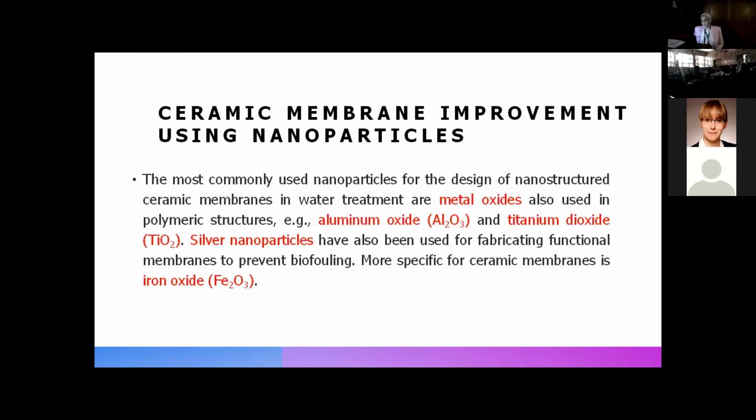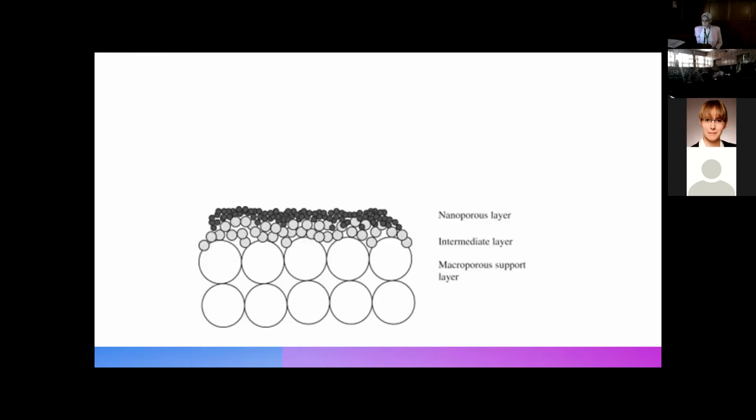Here I have 3 recent researches about using nanoparticles in improving ceramic membranes. The first one is using titanium oxide, which is the next slide, but we will speak about titanium oxide, iron oxide, and maybe silicon oxide also, as we will see. Also, silver nanoparticle can be used, but it's not included here. But silver nanoparticle also can affect membrane fouling.